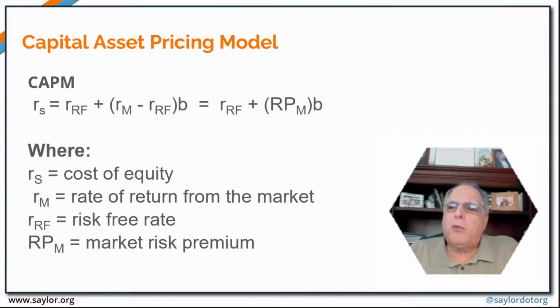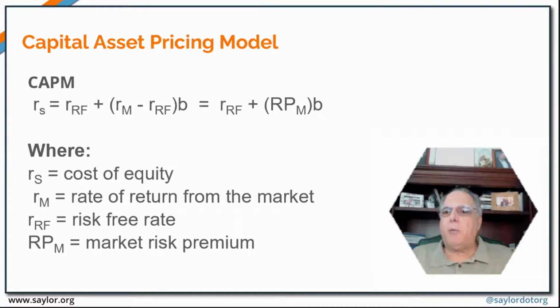Now, what about the additional risk? The additional risk says we're going to do this. We're going to look at RM, which is what the market in general is returning. Consider a portfolio of all the stocks that are available on the market. So this is a fully diversified portfolio of stocks. The overall market, which has winners and losers in it, stocks that are up and down, is generating a certain return. So let's see what the market is returning.